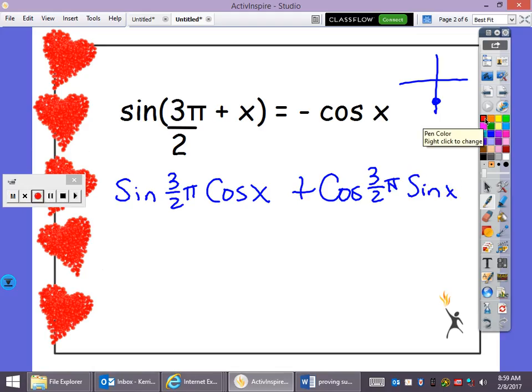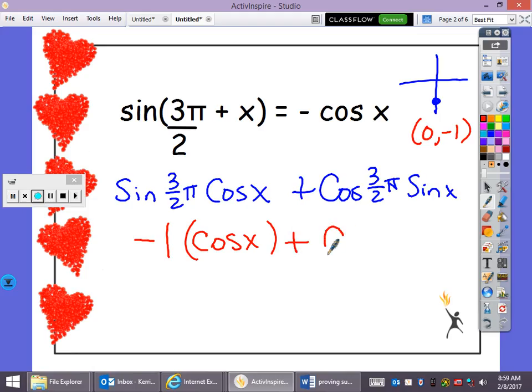Okay? What is the y value at 270? Negative 1. Okay, remember this ordered pair here is 0, comma, negative 1. Cosine, comma, sine. Okay? Plus, what's the cosine of that location? 0 times sine of x. Well, 0 times anything is 0, so that cancels. And that leaves me with negative cosine of x.